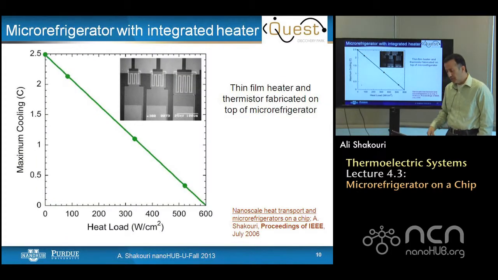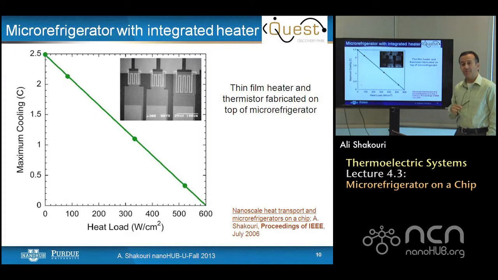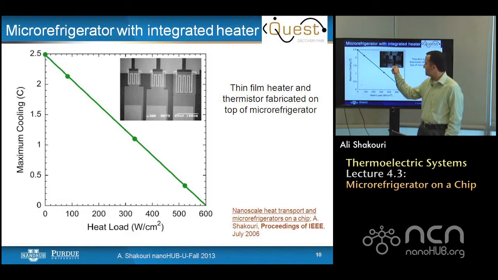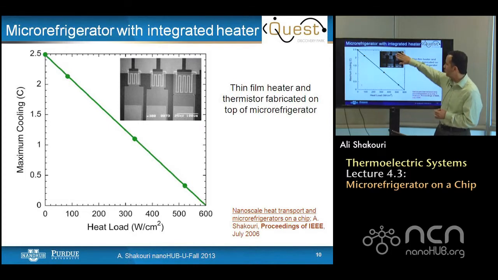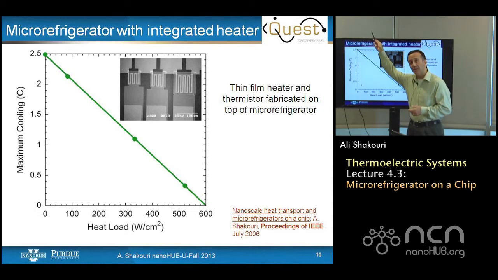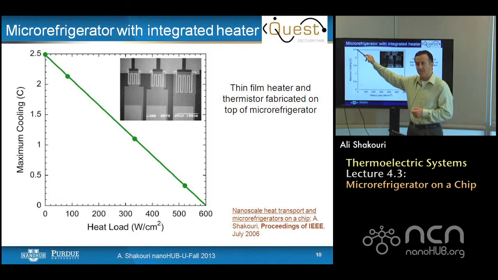How could this cooling power density be measured? We take the same square coolers, and on top of them we fabricate a thin film heater. The resistance of this thin film heater also changes with temperature, so it can be considered a thermistor. So it's a perfect sensor and power source. When this is off, the device cools about 2.5 degrees. Before these heaters were fabricated on top of the coolers, the device cooled about 3 or 3.5 degrees. So this reduction is due to all the processing and additional heat leakage that reduces the cooling.